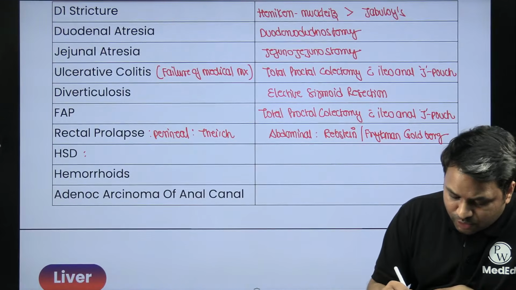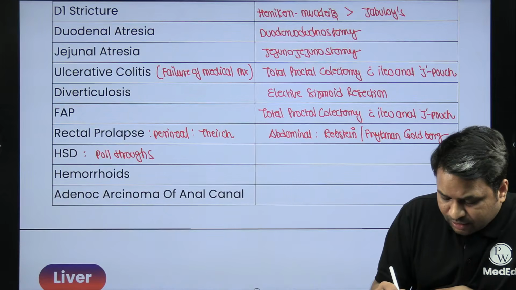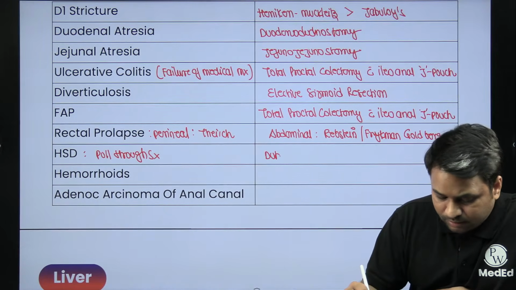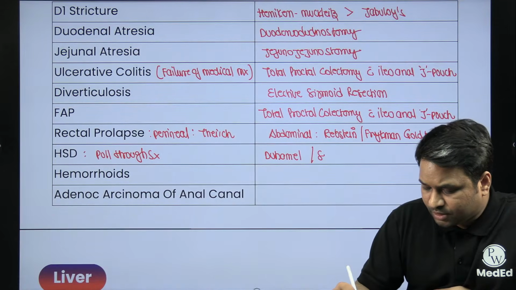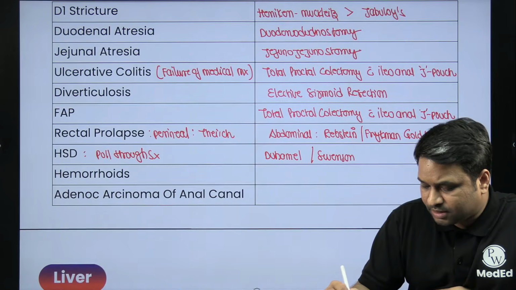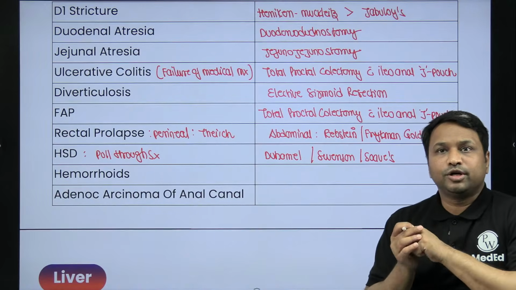For Hirschsprung disease, you have to do pull-through surgeries. The list of the pull-through surgeries is Duhamel, Swenson, and Soave. So Duhamel, Swenson's, and Soave are the 3 surgical options that you can do for Hirschsprung disease.